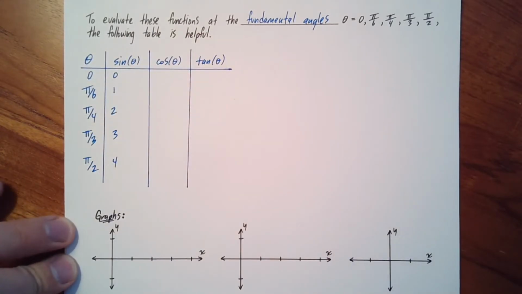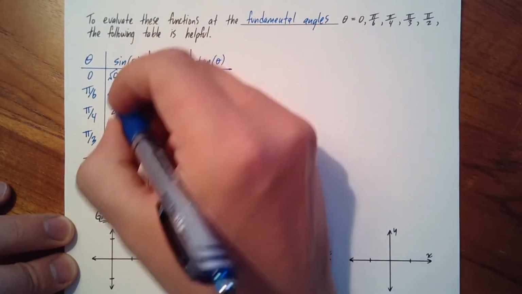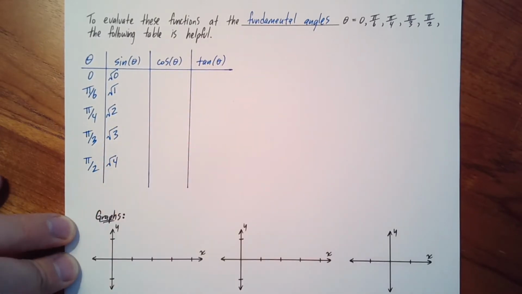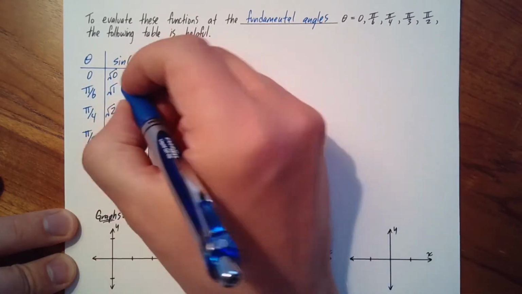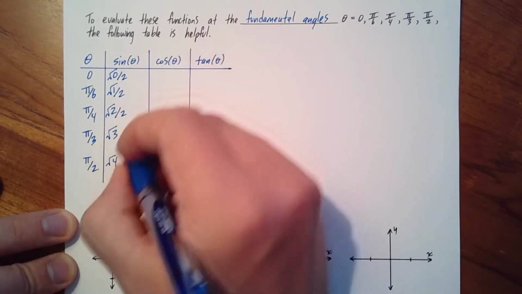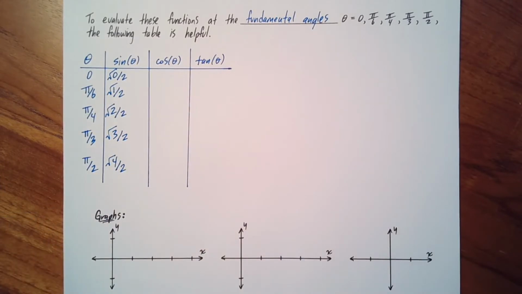Then what you're going to do is take the square root of each one. So I'm going to take the square root of 0, the square root of 1, square root of 2, square root of 3, and the square root of 4. Then I divide each of those values by 2. See the pattern? It's really easy to remember this pattern for that reason. Just go 0, 1, 2, 3, 4, square root each one, and then divide each one by 2.